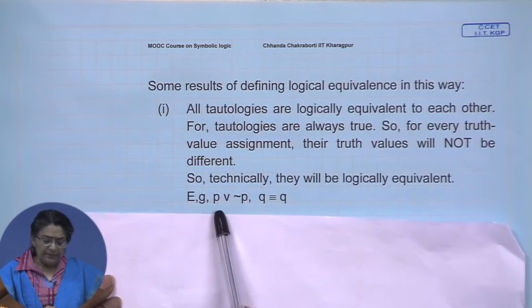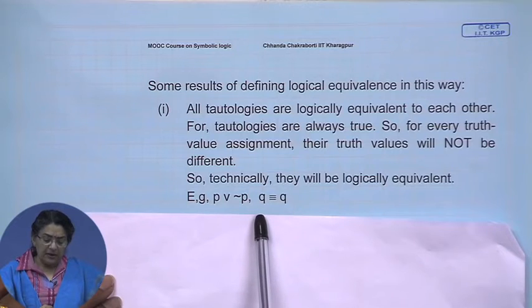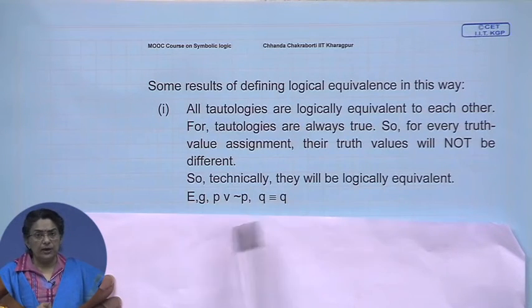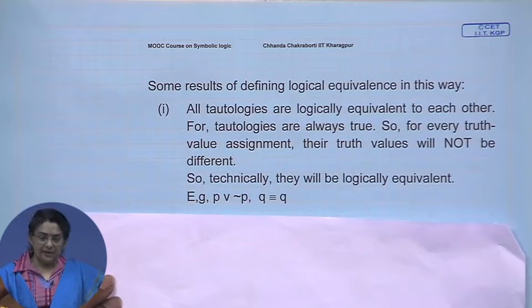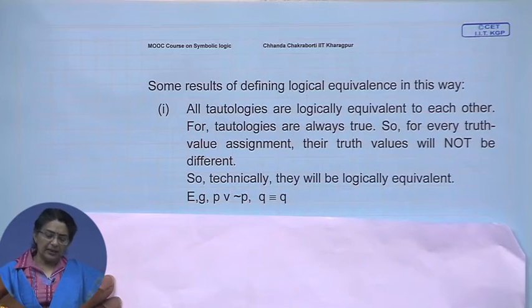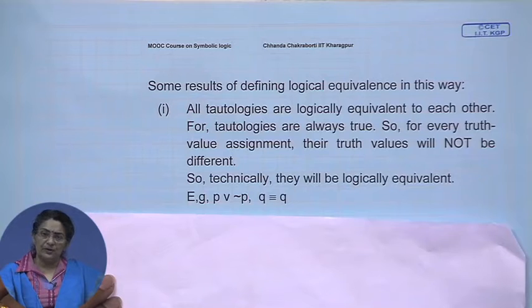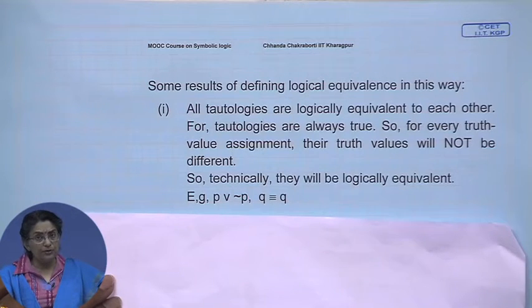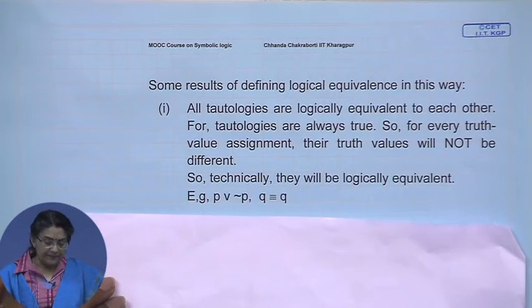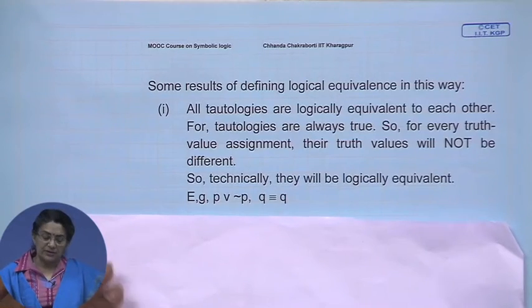For example, take P wedge tilde P and take Q triple bar Q, and you will say, but they do not mean the same. That is precisely the point, that technically speaking they will turn out to be logically equivalent, but not if you are looking into the meaning of this. That is why I called it a rather strange result.